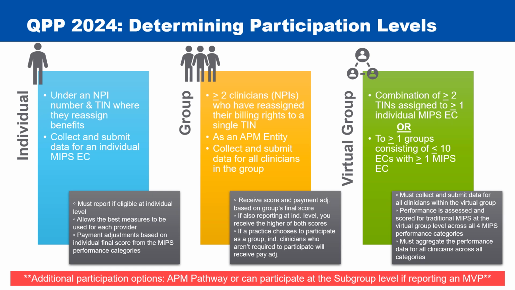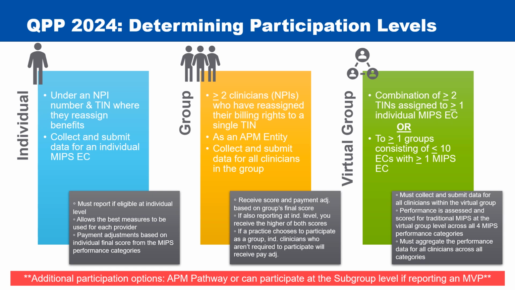So if you have 3 clinicians in your practice, only one of them is required or eligible to report, meaning they meet all 3 low volume criteria, you have an obligation to report under that tax ID for that individual clinician. Otherwise, they could be subject to that full 9% negative adjustment.